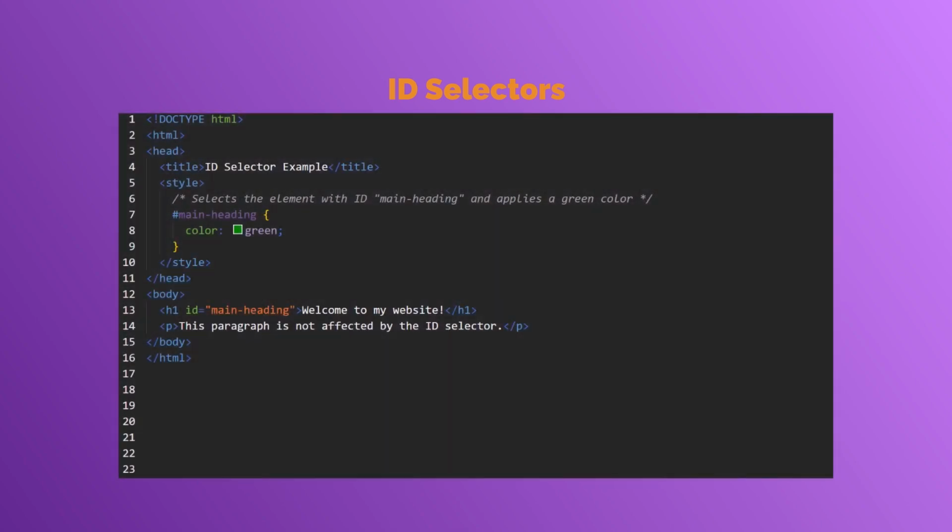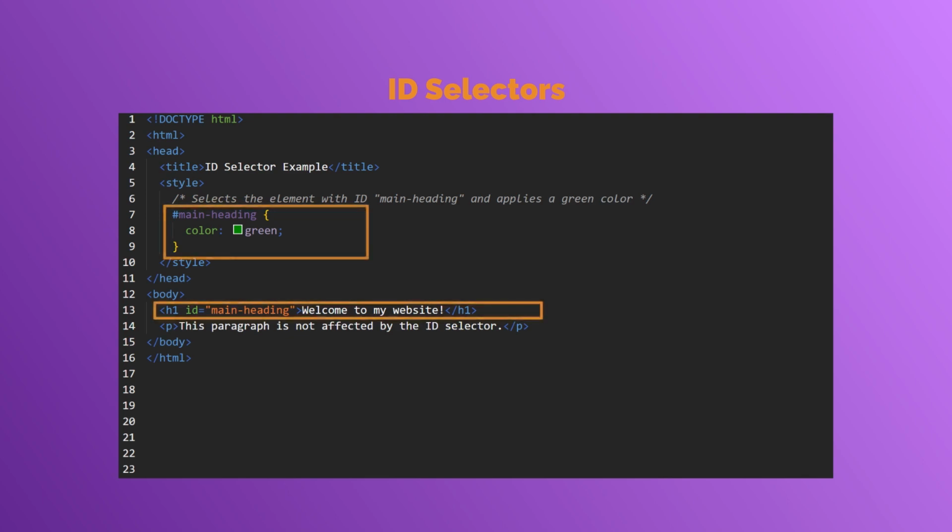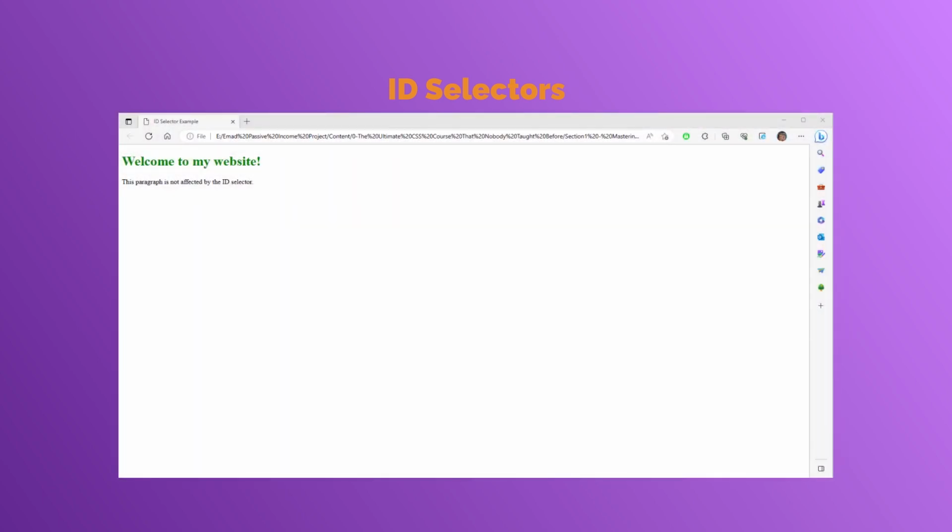ID selectors. The ID selector targets elements based on their unique ID attribute. It is denoted by a hashtag, followed by the ID name. Let's explore an example. In this example, we have an HTML page with an H1 tag heading and a P tag paragraph. The H1 tag heading has an ID attribute set to main heading. The CSS code selects the element with the ID main heading and applies a green color. As a result, the heading tag text "Welcome to my website" is displayed in green, while the paragraph remains unaffected. The resulting HTML page output is like this.